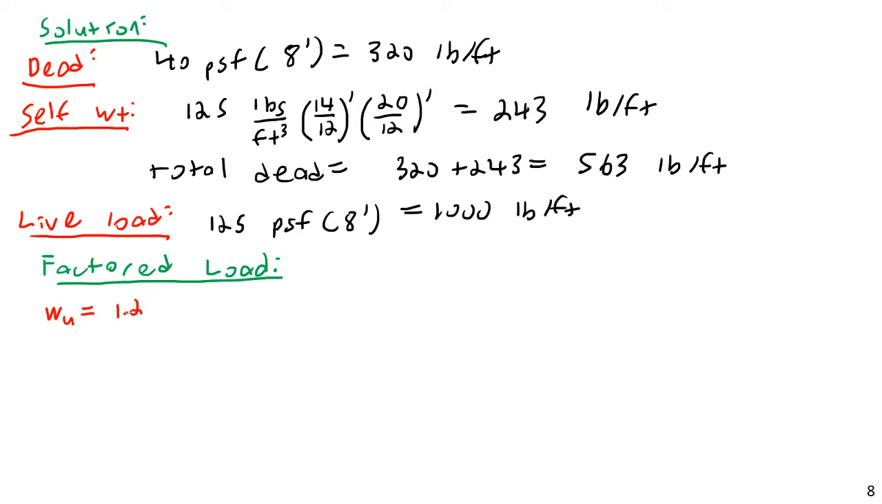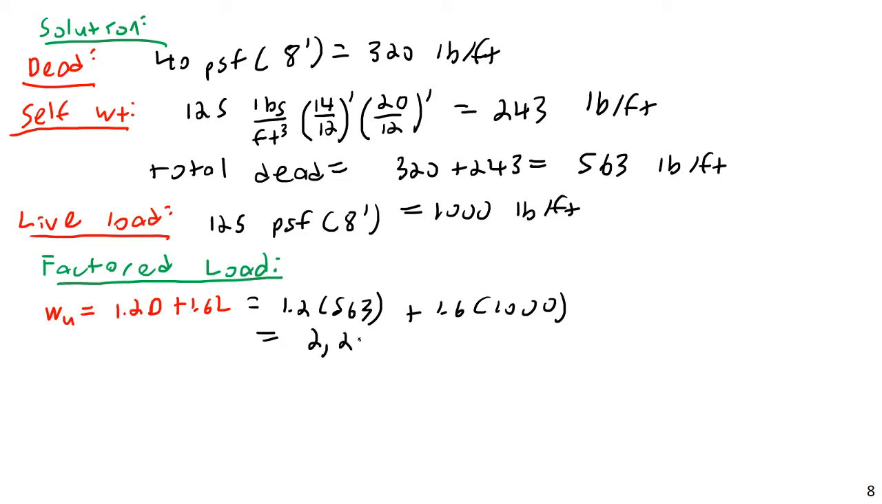So the W ultimate, that would be W sub U, that would be my ultimate distributed load, or my ultimate line load. And that's going to be, in this case, 1.2 dead plus 1.6 live. And so that would be 1.2 times 563 plus 1.6 times 1,000. And that would come to 2,276 pounds per foot. And that is going to be the distributed load that I'm going to design my beam for.